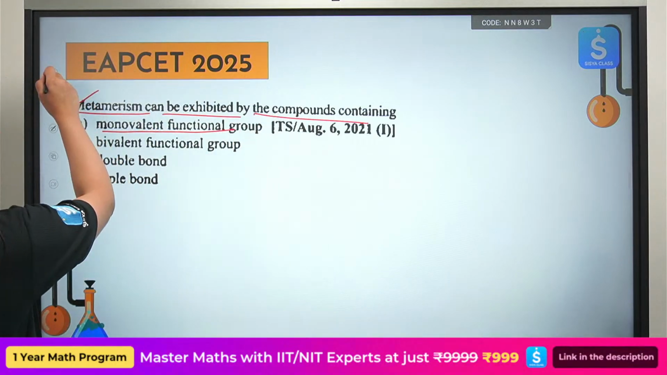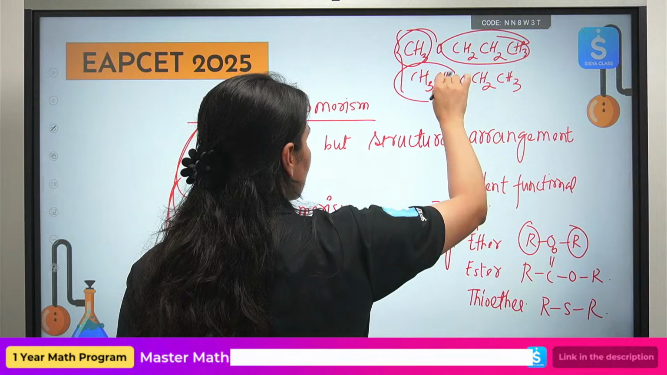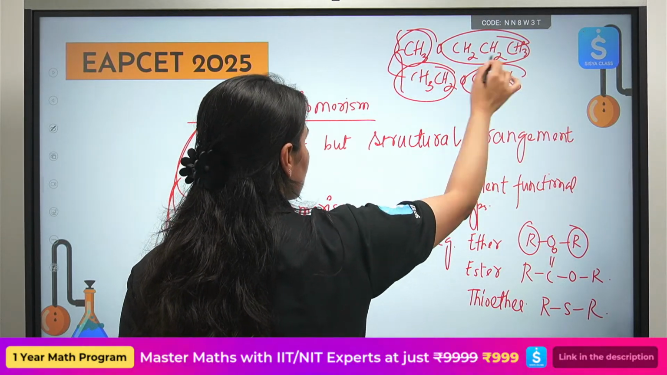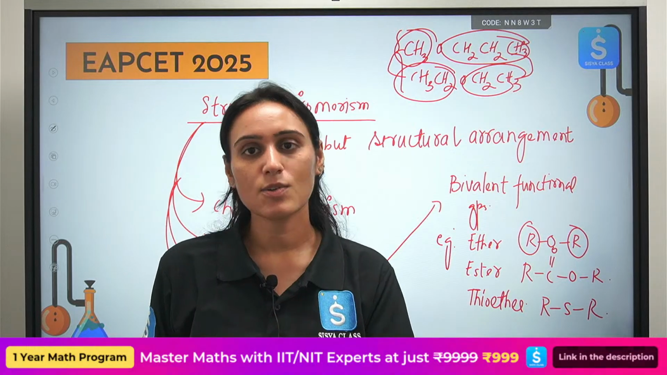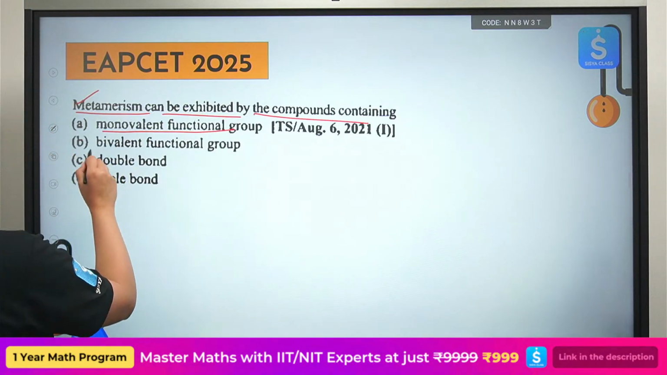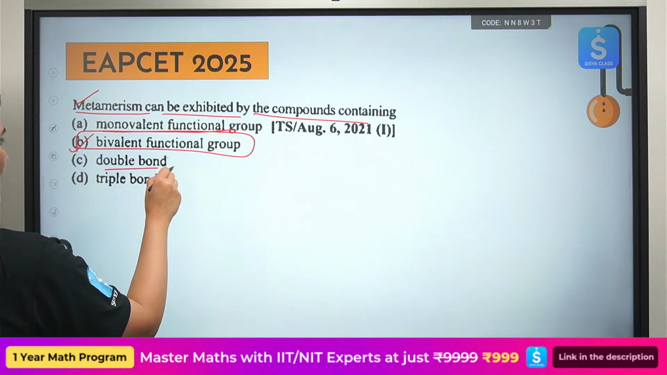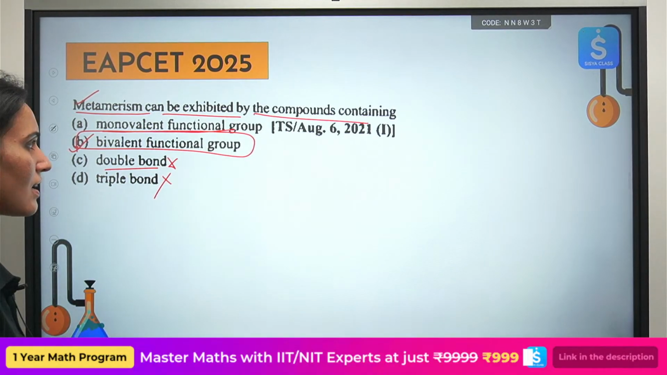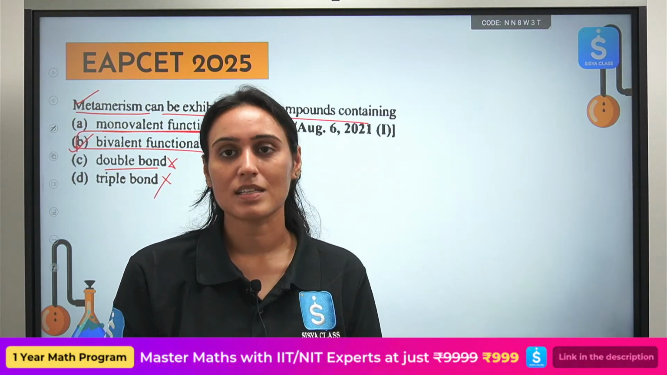See, here there was methyl and propyl. Now we are writing ethyl and ethyl. So the type of alkyl groups are different. So these two are metamers. For that to be true, you should have a bivalent functional group. Is a double bond necessary? No. Is a triple bond necessary? No. What is necessary? A bivalent functional group. That is how you can solve it.